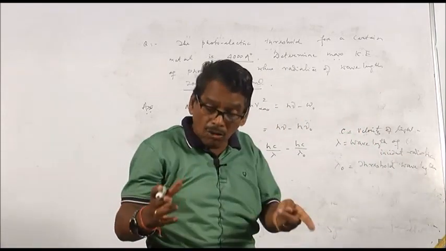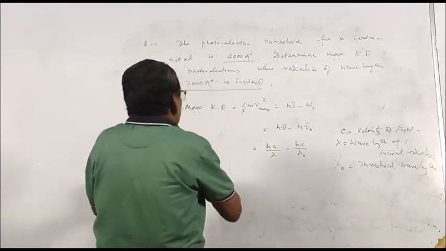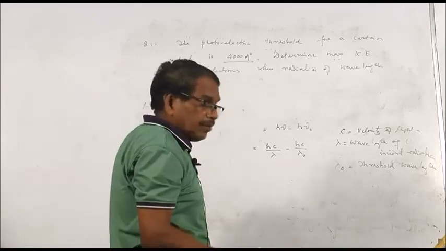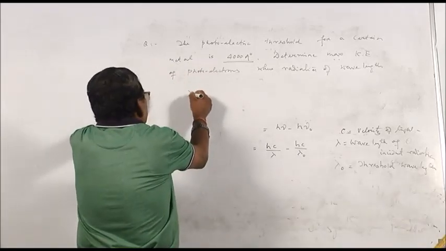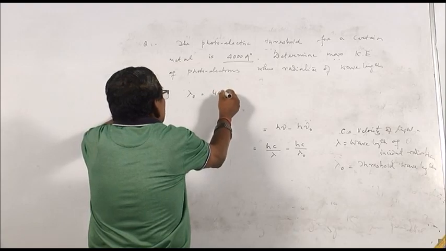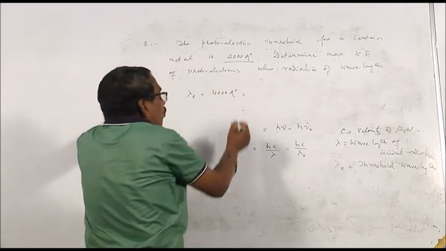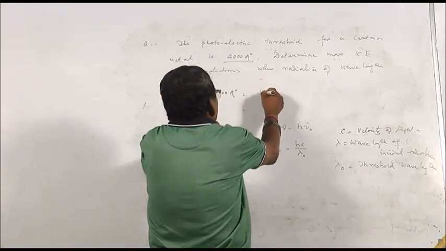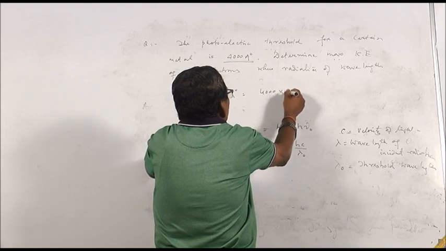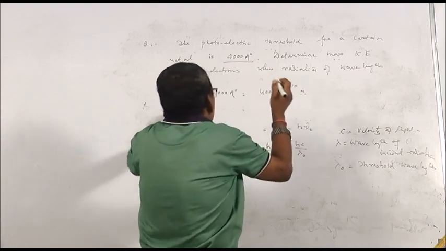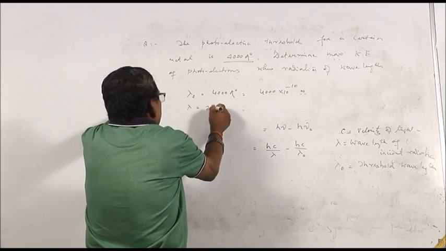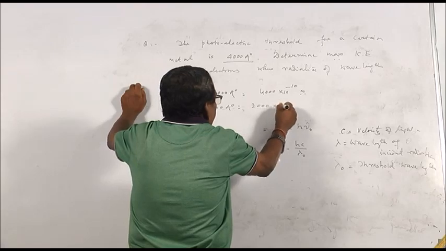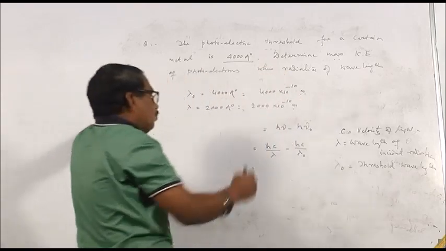So, these things are given to you. Now, you have to see in which form they are given. Lambda 0 is given to you as 4000 angstrom. If you put 4000, this will be wrong, because you have to bring it to meters. That is 4000 angstrom, 4000 into 10 to the minus 10 meter. Lambda is 2000 angstrom. It must also be brought to meter, 2000 into 10 to the minus 10 meter. Now, you can put the values.